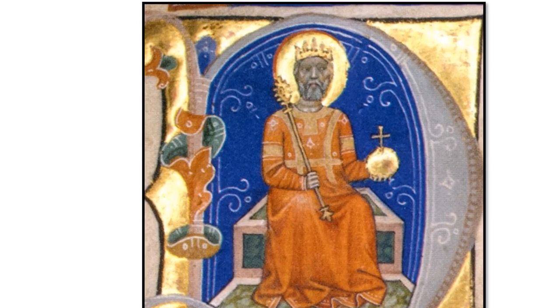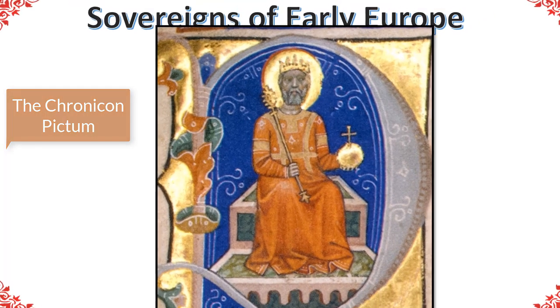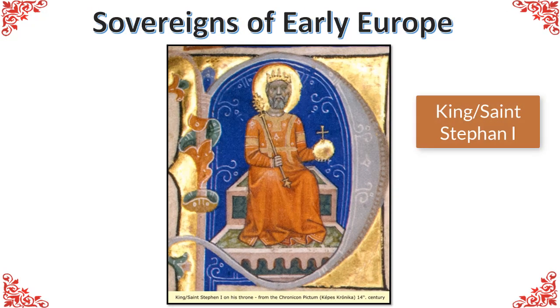This is King and Saint Stephen I on his throne. This portrait is from the Chronicon Pictum, which is the 14th century collection. The Chronicon Pictum is a medieval illustrated chronicle from the Kingdom of Hungary from the second half of the 14th century. King Stephen I was crowned on 25th December, the year 1000, after succeeding his father in 997 AD.